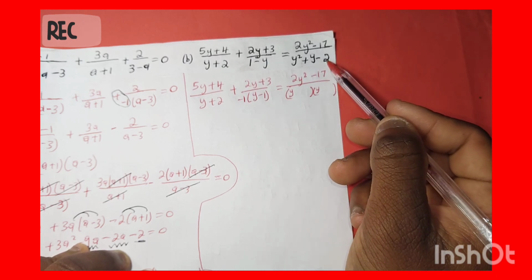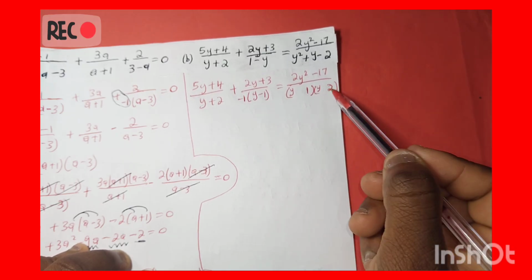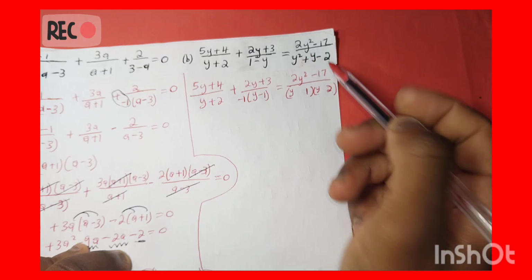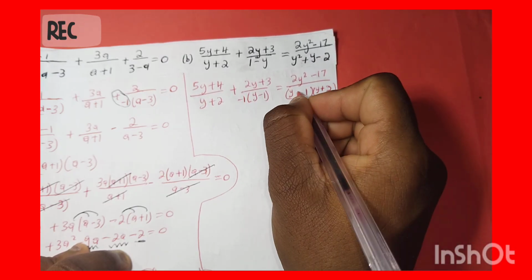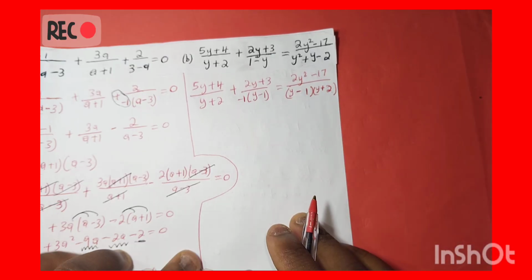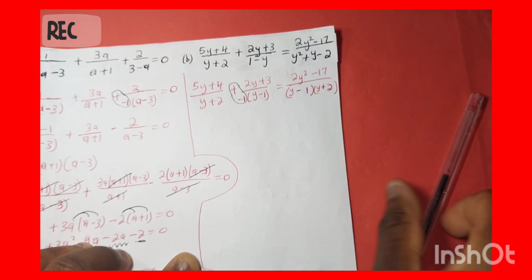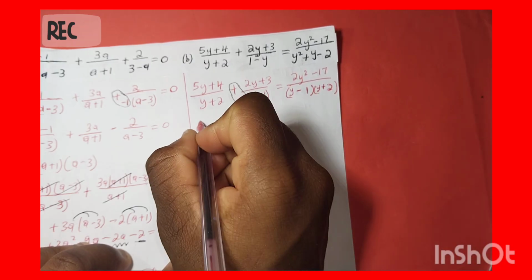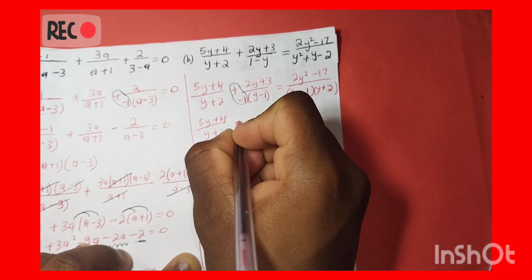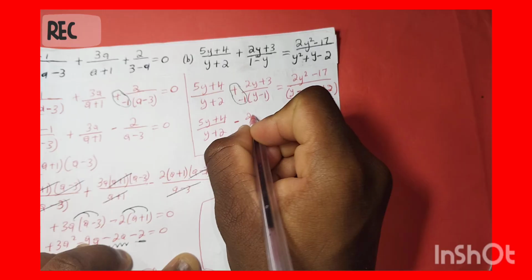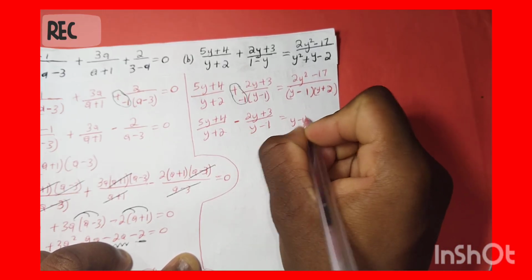Now I shall find the factors of this. The factors of 2 are only 1 and 2. Then I say bigger factor takes the sign of the middle term. Since it is negative, they will have different signs, meaning here it's negative. Now these two signs will multiply together, which gives 5y plus 4 divided by y plus 2. Different signs give you negative there: 2y plus 3 divided by y minus 1.